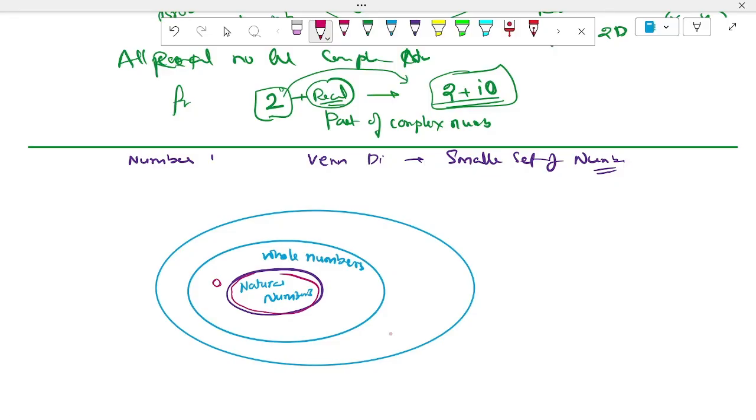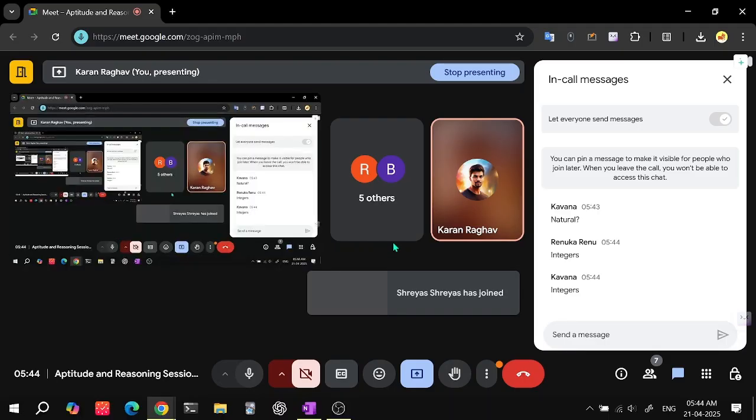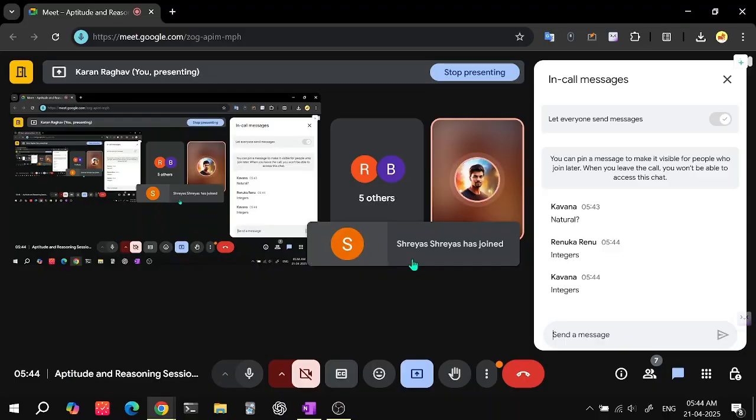This part is going to be integers, because whole numbers plus negative numbers are going to be integers. I hope this one is clear. Yes. Okay.